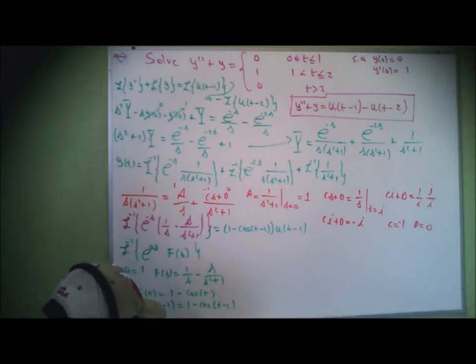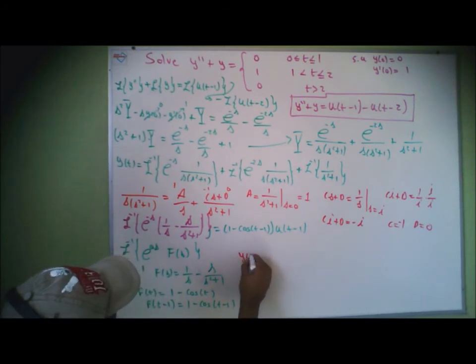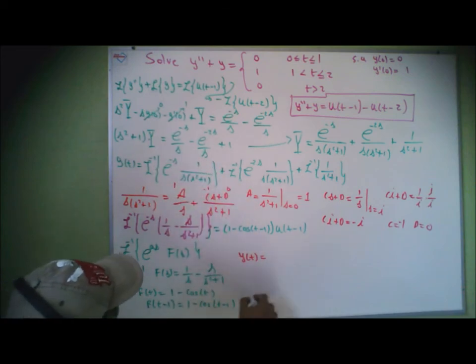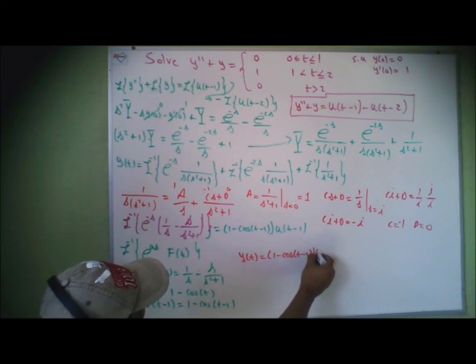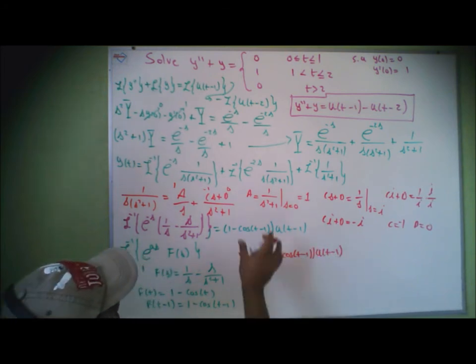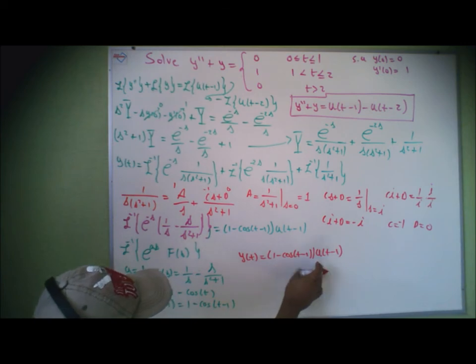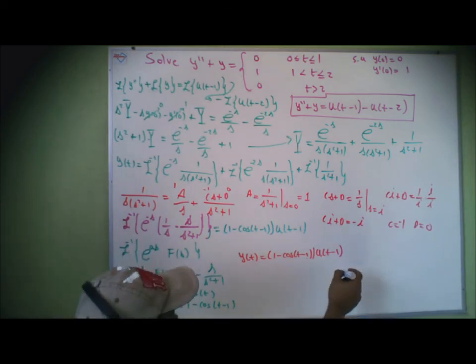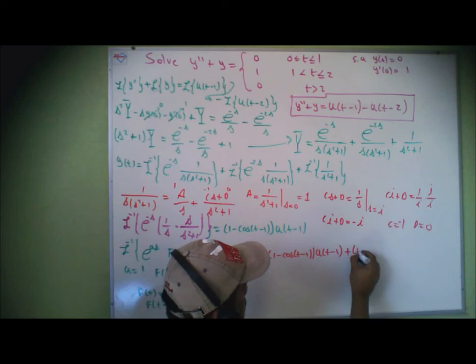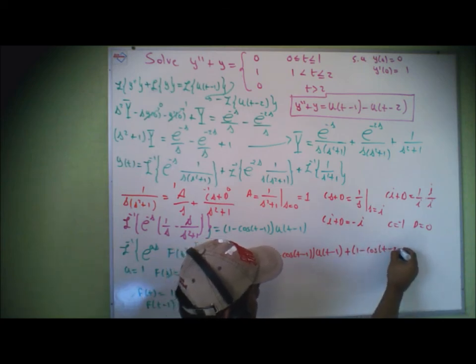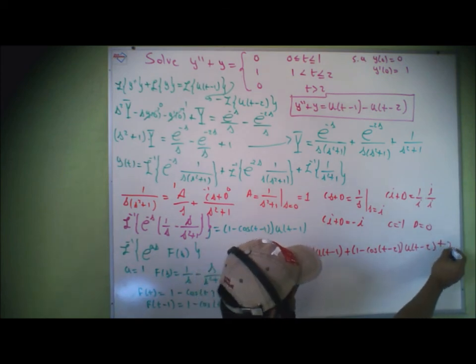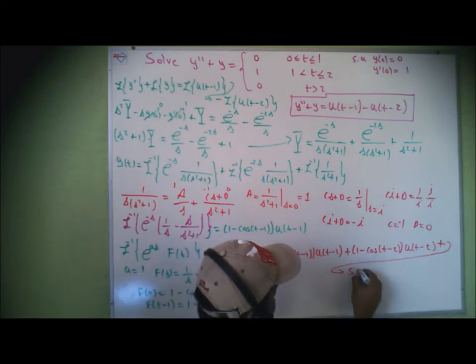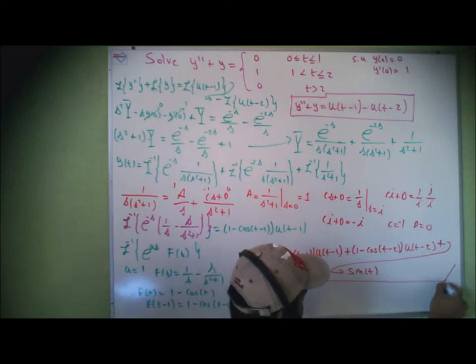So let's write the solution. The solution y of t is equal to this part, 1 minus the cosine of t minus 1, u of t minus 1, and then this part, which is very similar, but instead of 1 it is 2, so plus 1 minus the cosine of t minus 2, u of t minus 2, and then plus, sorry for the space, the sine of t. And that is the solution.